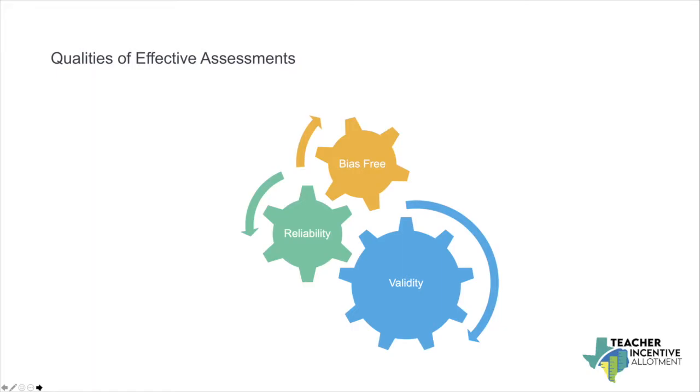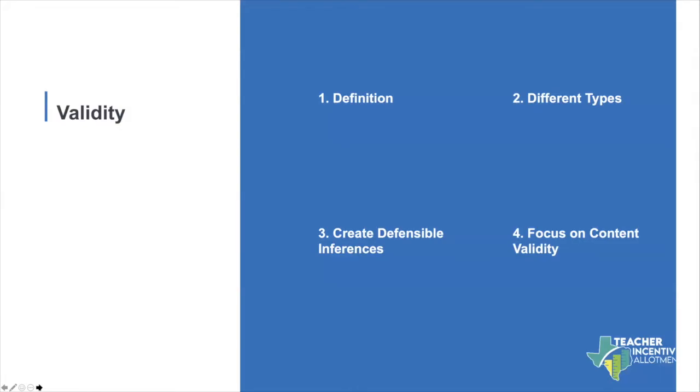Let's dive into why validity is the most important. As I mentioned earlier, validity is about whether you are assessing what you are supposed to be assessing. There are different types of validity, such as content validity, criterion validity, and construct validity. Regardless of the type of validity, validity reflects the defensibility of inferences made on the basis of assessment outcomes.